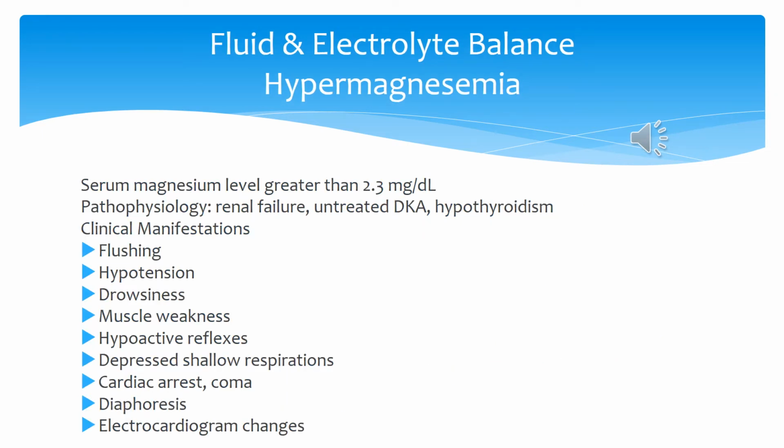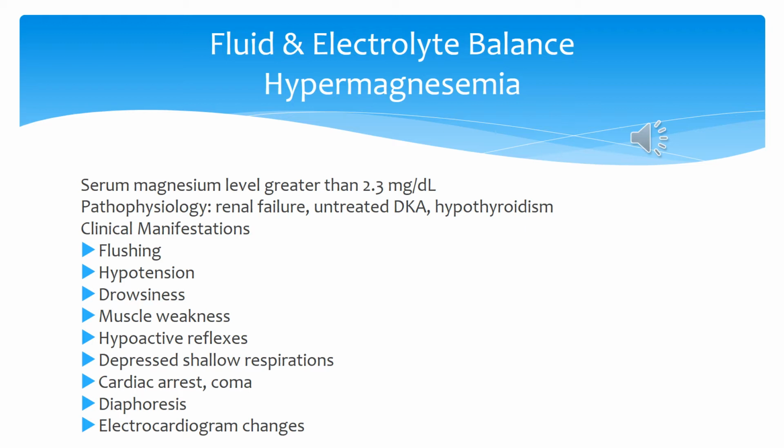Next, hypermagnesemia, that is serum magnesium levels greater than 2.3 milligrams per deciliter. The pathophysiology includes renal failure, the most common cause, particularly the oliguric phase of renal failure, especially when magnesium-containing medications are administered. Adrenal insufficiency is also a cause. Untreated diabetic ketoacidosis is also a cause. Excessive IV magnesium administration is an issue. Hypothyroidism is also a cause.